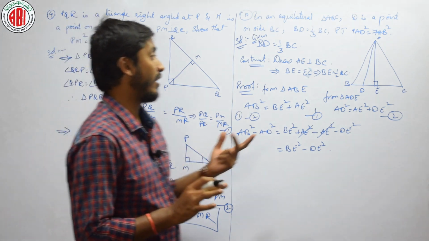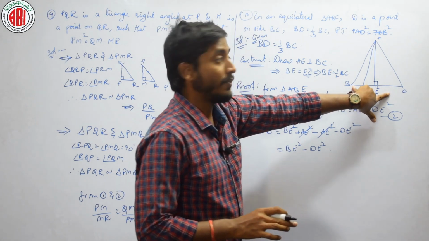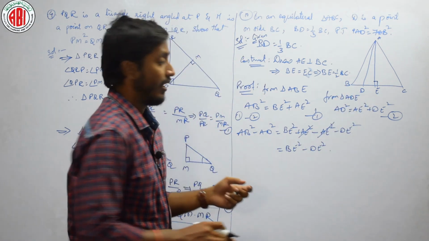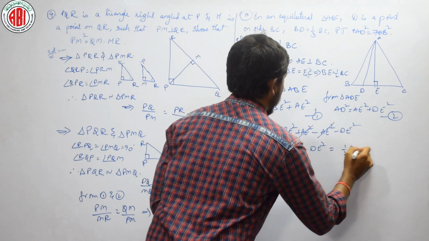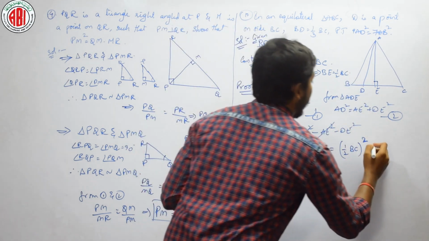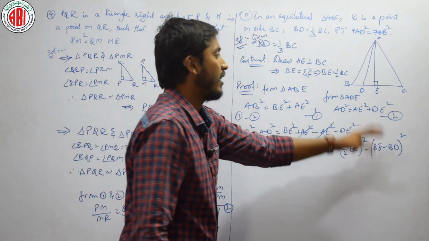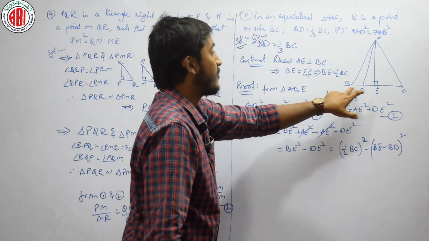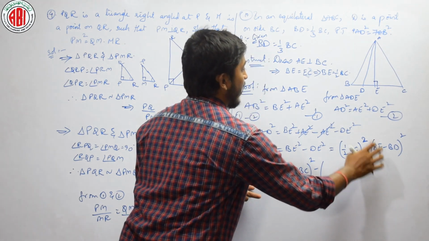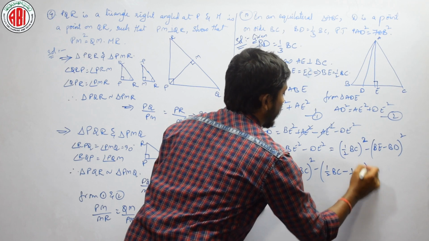The whole thing should be converted either in terms of AD or in terms of BE. However, we can't convert into AD. It is better to convert everything in terms of BC, so that BC is nothing but AB, right. If you observe here, what is BE? BE is half of BC, right? Yes or no? What about DE? DE is BE minus BD. What is BE here? BE is half of BC and what is BD? 1/3 of BC. Let us write it, 1/2 BC whole square minus, what is DE? That is half BC minus, what is BD? BD is 1/3 of BC, whole square.